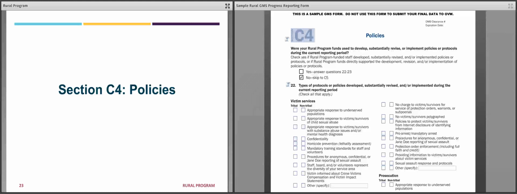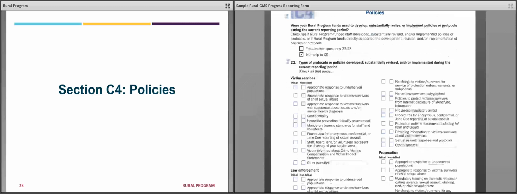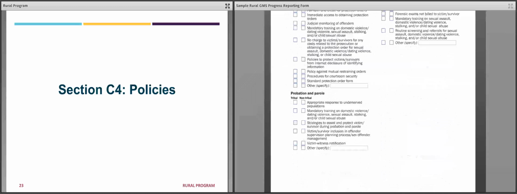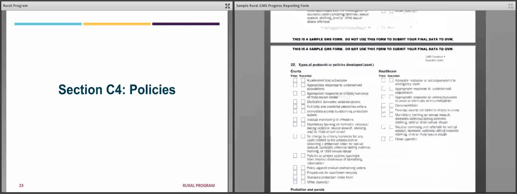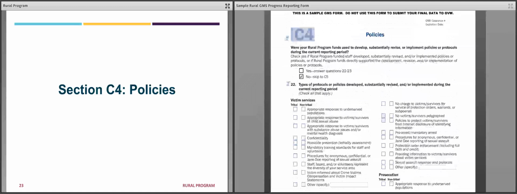Section C4, policies. You would complete this section if rural program funds were used to develop, substantially revise, or implement policies or protocols during the current reporting period. You would click yes and answer questions 22 and 23 if you wanted. If rural program funds were not used to develop, substantially revise, or implement policies or protocols during the current reporting period, you would check no, and you would move on to section C5.